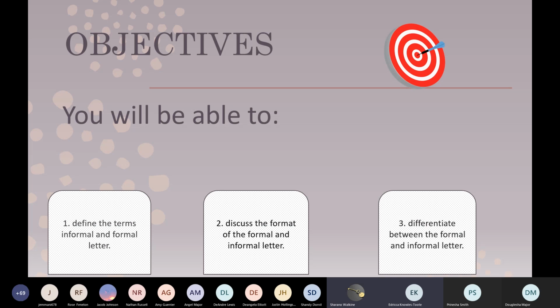Okay, guys. So let's look at our objectives again today. You will be able to: 1, define the terms informal and formal letter. 2, discuss the format of the formal and informal letter. And 3, differentiate between the formal and informal letter.